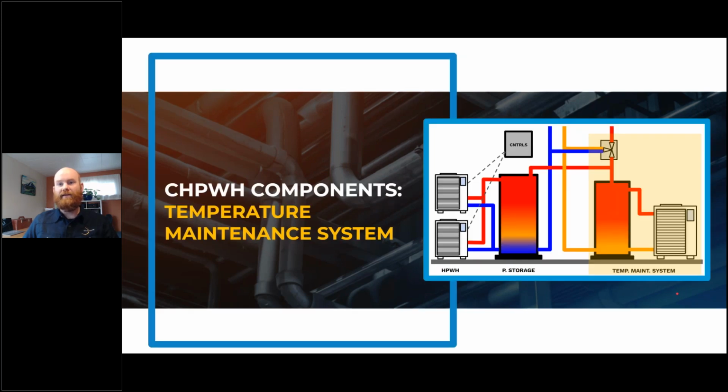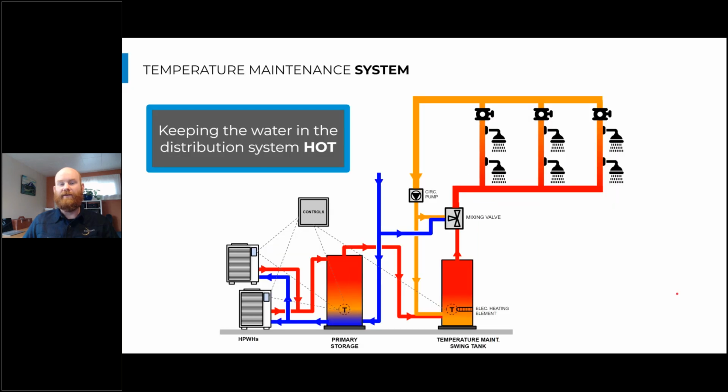So the temperature maintenance system, the temperature maintenance component to the commercial heat pump water heating system. This is what's keeping the water in the distribution system hot. Typically in our large commercial multifamily buildings or commercial buildings in general, we are using a hot water circulation pump to circulate water at a low flow rate through the distribution piping. So the water goes out, is pumped at a low flow rate through each one of these risers and back.